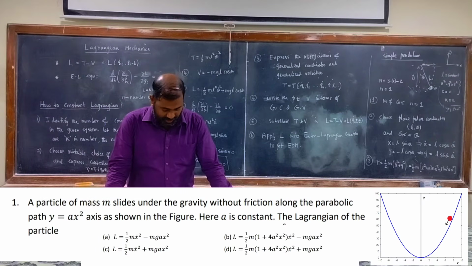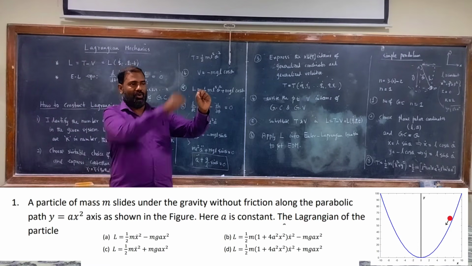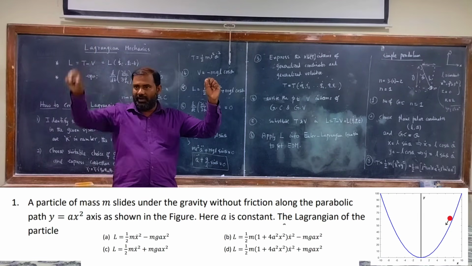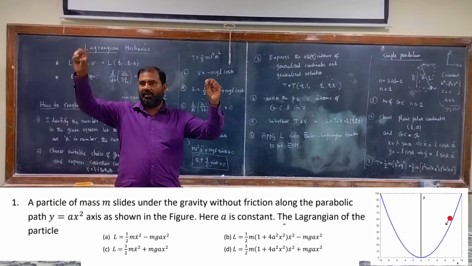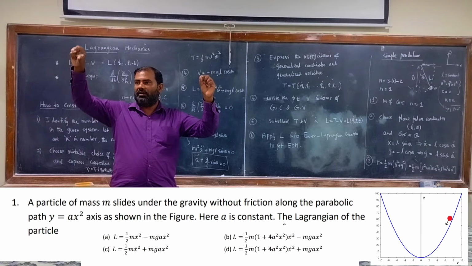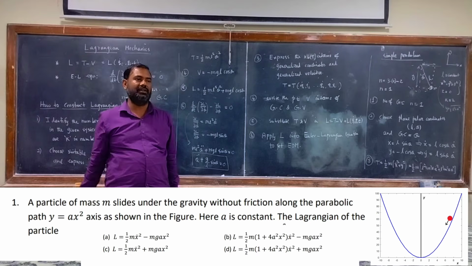A particle of mass m slides under gravity without friction along the parabolic path y is equal to a x square, axis shown in the figure. Here a is constant. Find the Lagrangian of the particle. So I have a wire in this kind of shape, and a particle moves along that wire. So understand the question. I have some kind of rod or string in this shape, y is equal to a x square, like a ring, and a particle moves on it. Right? So what is the Lagrangian?